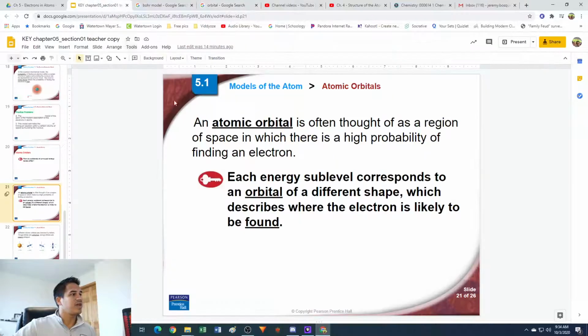So, the quantum mechanical model has orbitals, which are three-dimensional regions of space where there's a high probability of finding an electron. And each energy sublevel corresponds to a different orbital shape, which is where we can find electrons. Basically, again, we'll take a look at what this means. We have energy levels, sublevels, and orbitals. And again, this is where the vocab can start to get tricky, so I'm going to try to explain it as best as I can.